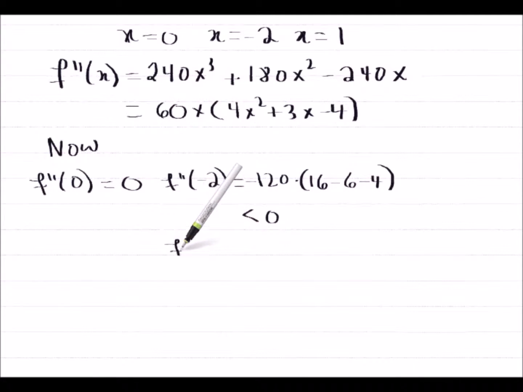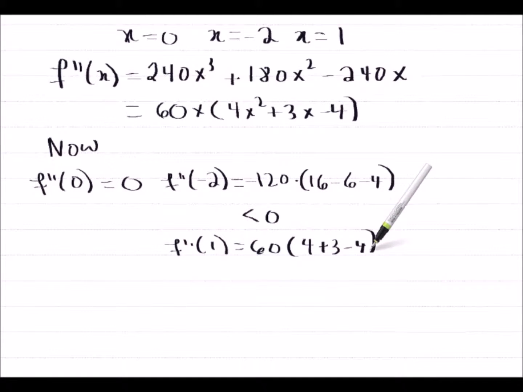And I can do the same with f prime prime at 1. It's 60 times 4 plus 3 minus 4. So 60 times a positive number. And that's positive. Now by the second derivative test, well, let's look at minus 2 first.